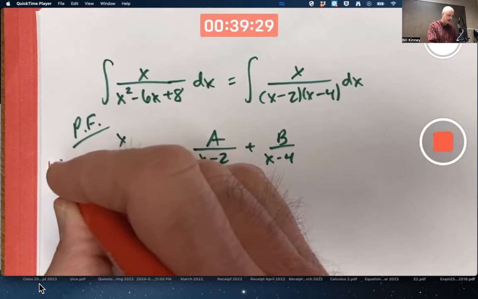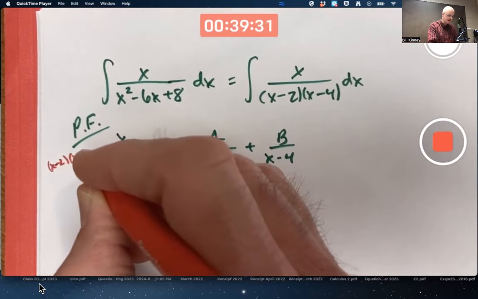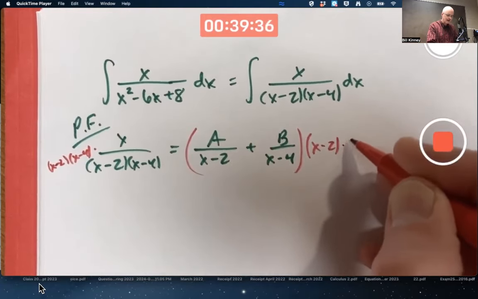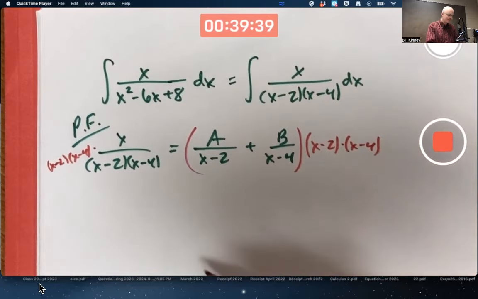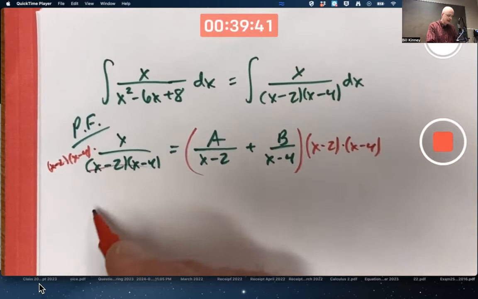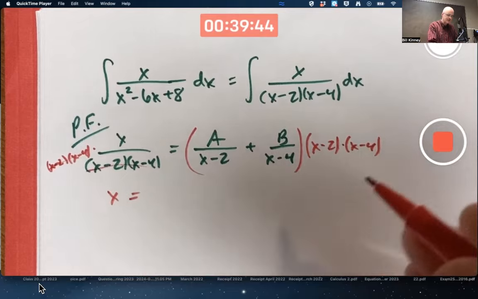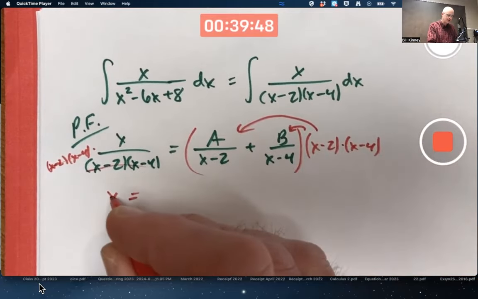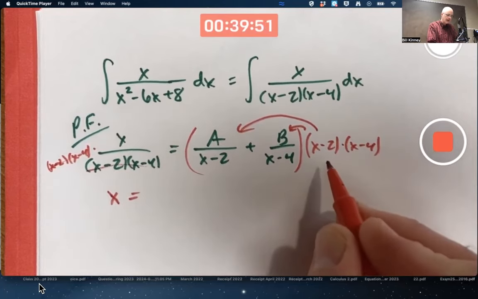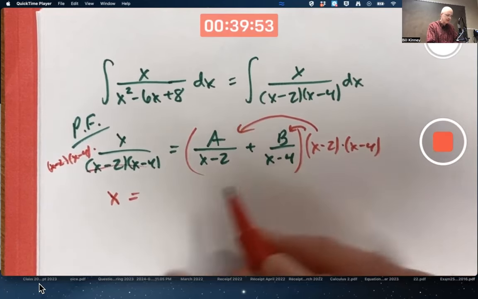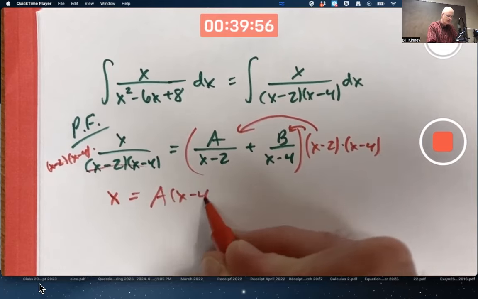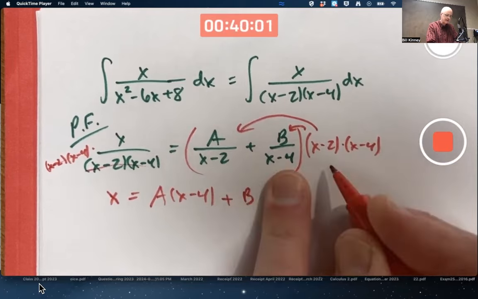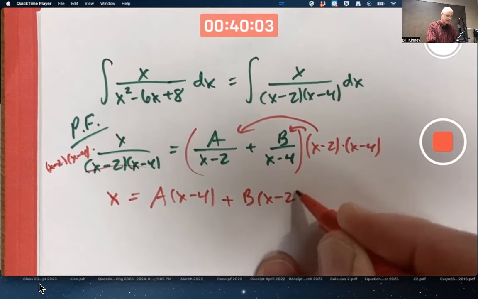If I multiply it on the left, this is an x minus 2 times x minus 4. I also have to multiply it on the right so that I am compensating. I get complete cancellation on the left, leaving me with just an x. And when I use the distributive property here, I get partial cancellation. Yet another use of the word partial here. The x minus 2's cancel, leaving me with an a times x minus 4. And then with the second term, the x minus 4's cancel, leaving me with the b times x minus 2.